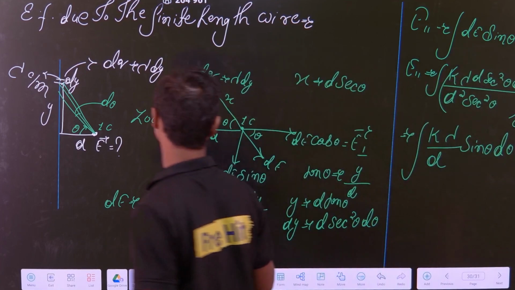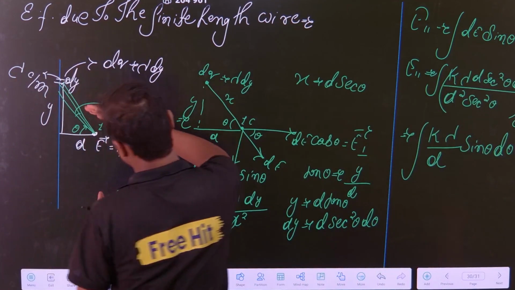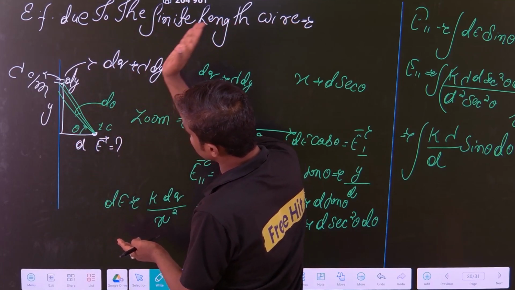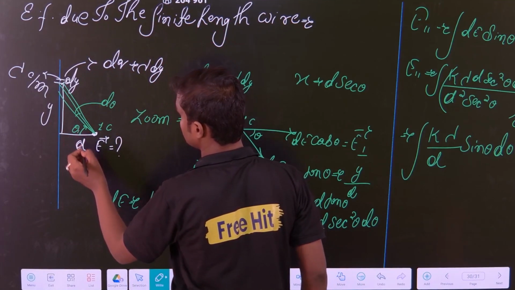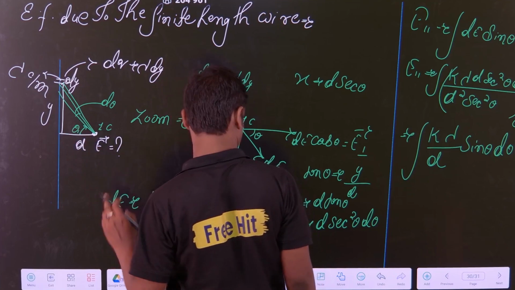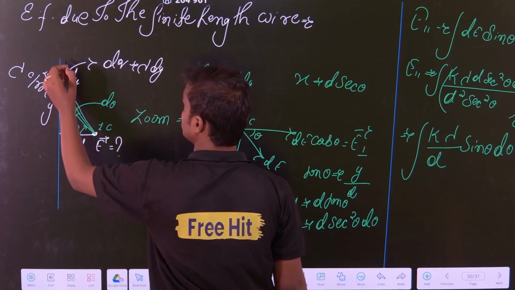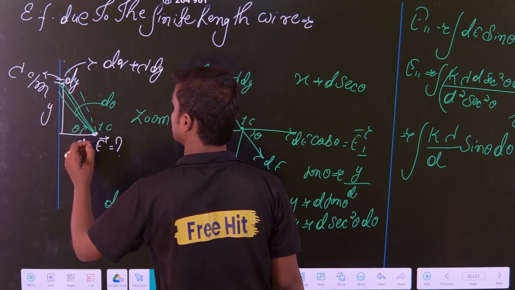Now what is the limit of theta? So theta is going in this direction. Suppose this is my theta 1, and it will go up from here to here.